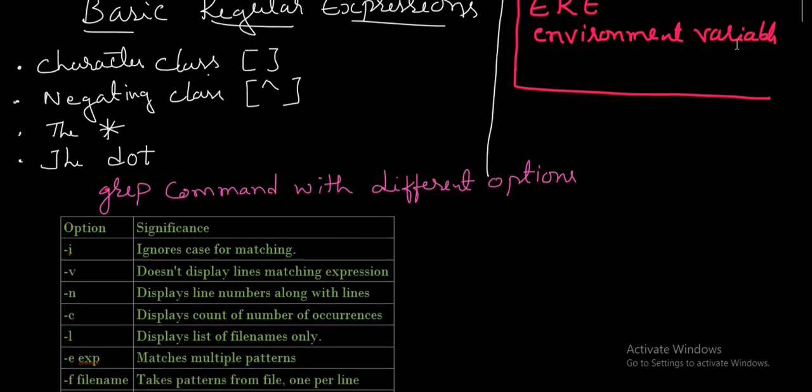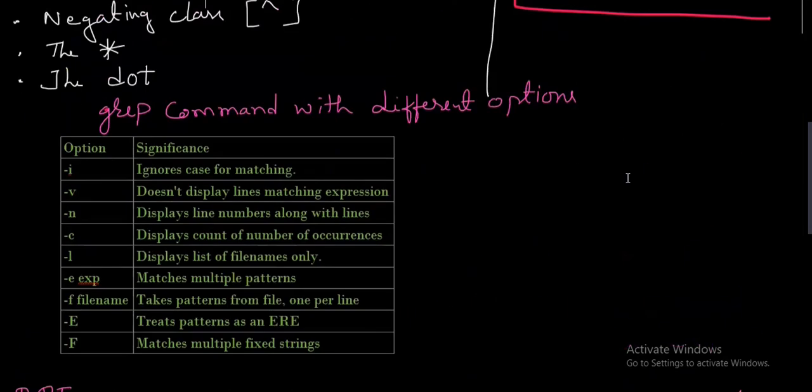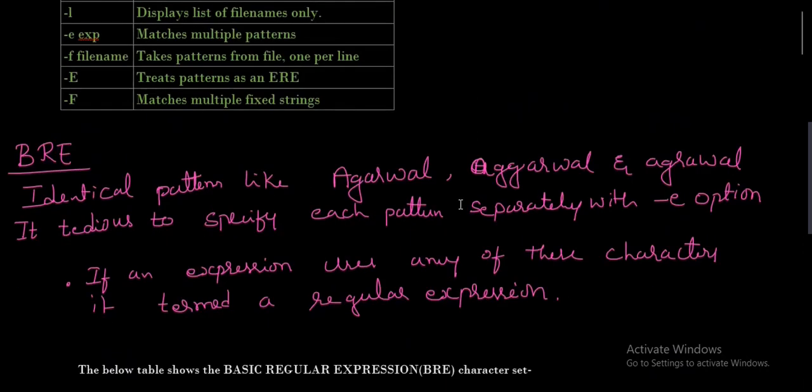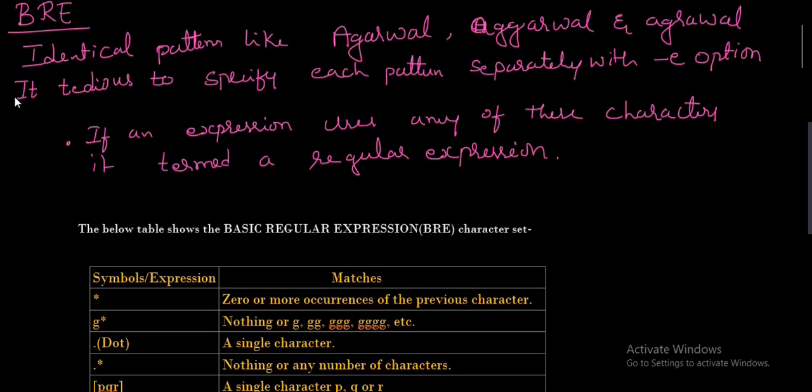Okay, so we'll start with why we need basic regular expression. So do you want to note down? One is angular brackets, I mean square brackets, then this notation. So this is for negating the character class. Whenever you want to negate the character class, you are going to use this, then followed by asterisk, then dot. So how these expressions can be used in your commands, we'll just see.